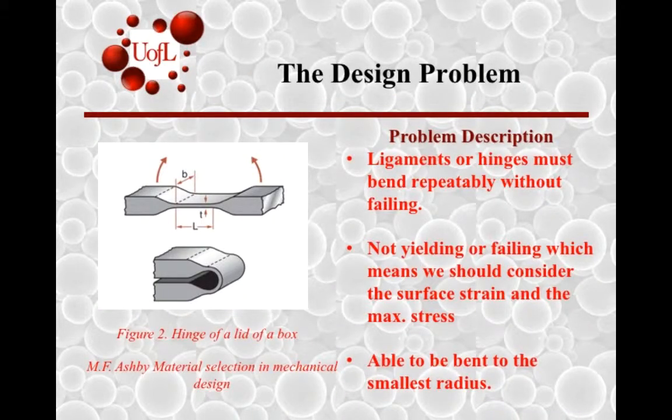So the problem with hinges is that we're trying to find materials that can bend continuously without failing or breaking. In order to do that, we have to find materials that have very good stress and strain and are able to be bent to the smallest radius possible. So for right here, our design problem will be finding the best material to have a hinge for a lid of a box.